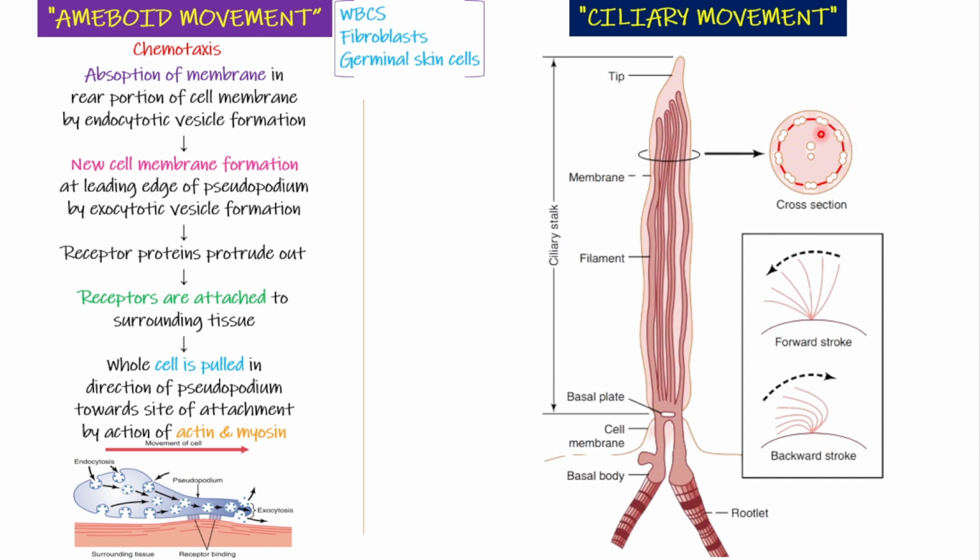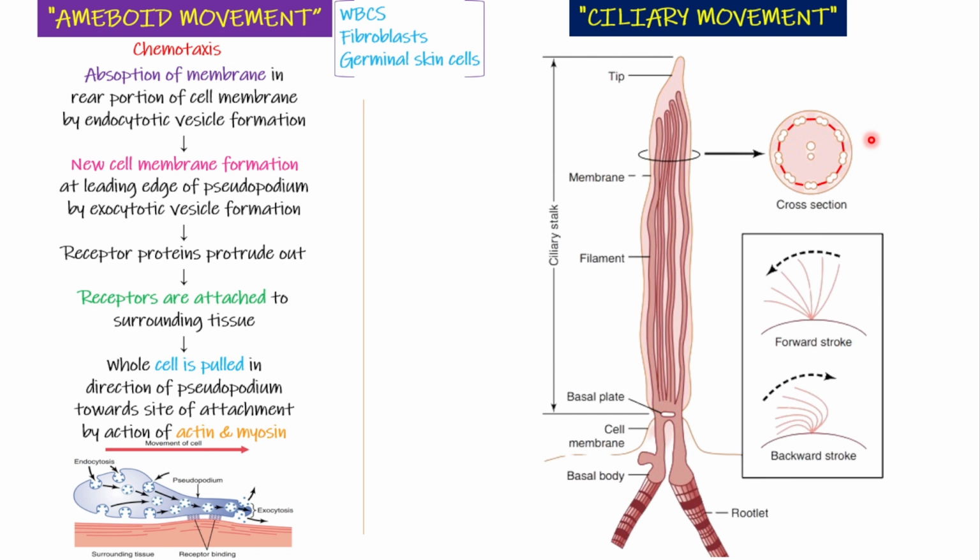Now what is the function of these red colored dynein arms? The function is enzymatic. Now what exactly do they do? They have ATPase function. They break down ATP and provide energy.